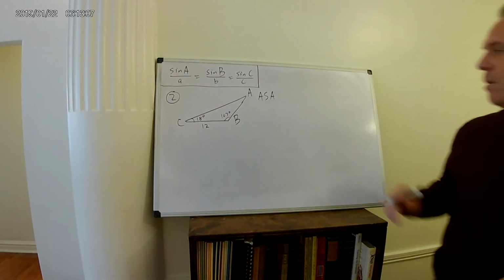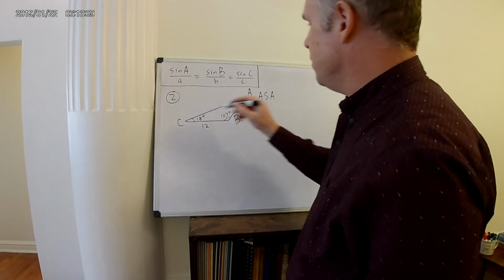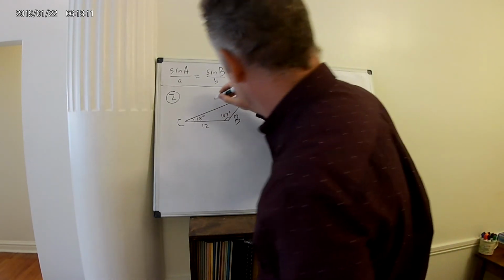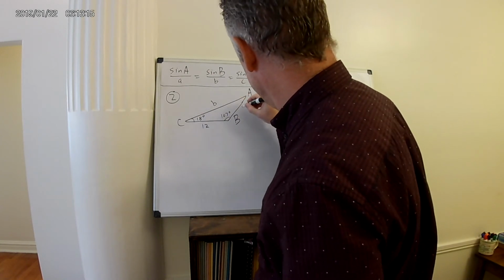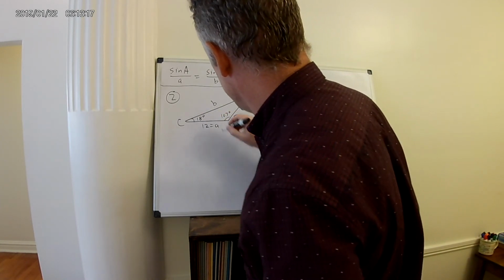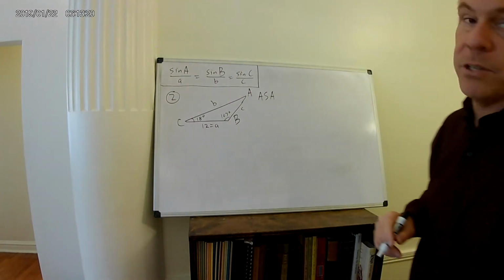Okay, so I'm going to label it this way: angle A, B, and C. And this means that this is side length B, this is side length C, and this 12 is side length A, because the side lengths are always opposite to the angles.